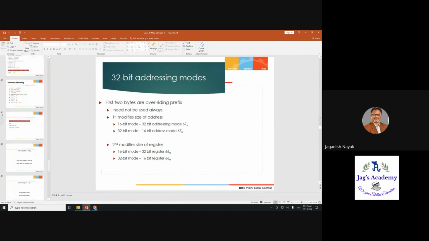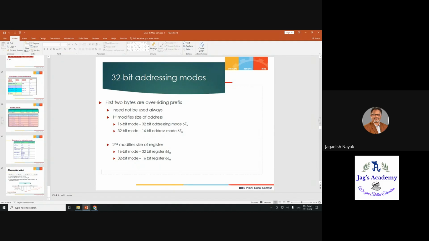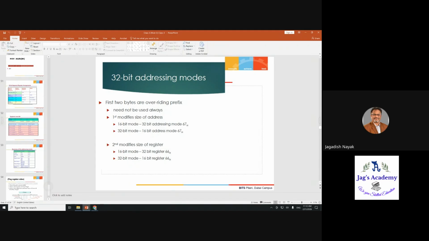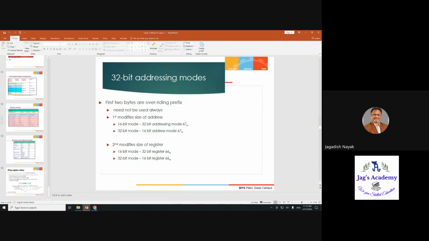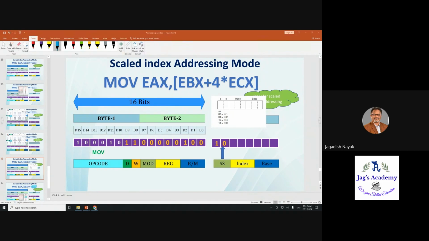Almost the addressing format is completed except the flag registers and the scaled index. I don't want to continue now; it's already almost 2 hours, so I want to stop here. In the class, I will complete the scaled index addressing mode and the flag registers. If you have any doubts, please feel free to contact me. Don't keep any doubts with you, which is very important.